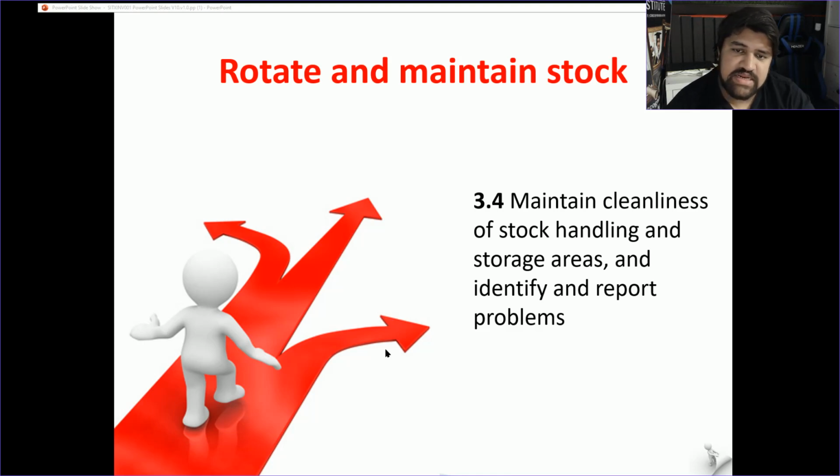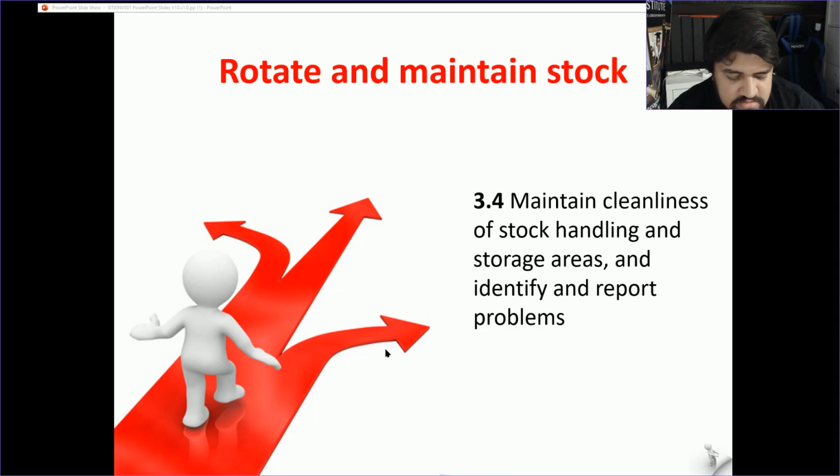3.4 Maintain cleanliness of stock, handling and storage areas, and identify and report problems. So very important. If you're not cleaning on a regular basis, you're going to have problems either way. It doesn't matter if it's in a stock area. You need to clean everywhere, right? I would much rather, if you're employed somewhere, if you're not working, you're cleaning, right? Very important, especially in the restaurant business.